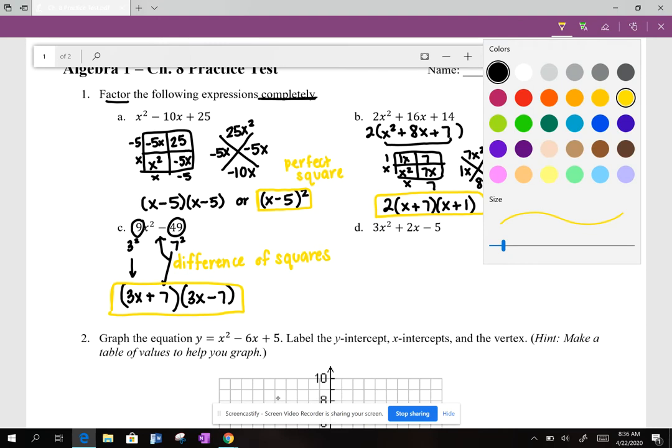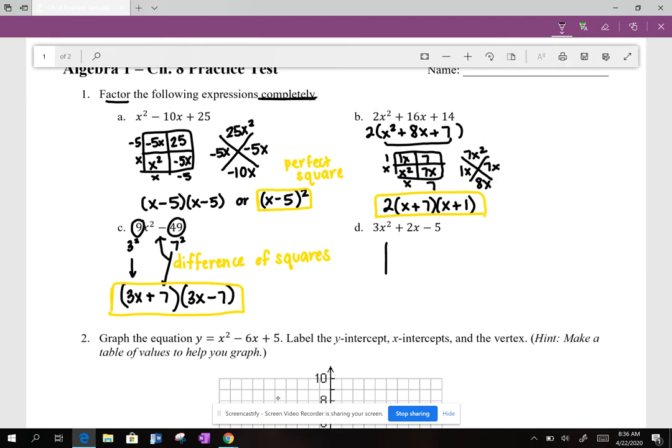Let's see, part D. Let's use the generic rectangle and the diamond. 3x squared, negative 5. That would be negative 15x squared on the top when we multiply, and 2x on the bottom. What adds to 2 and multiplies to negative 15? That would be 5 and negative 3.